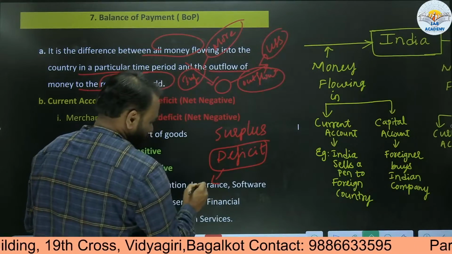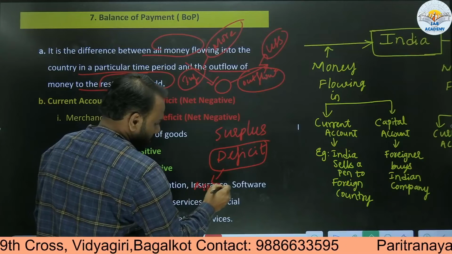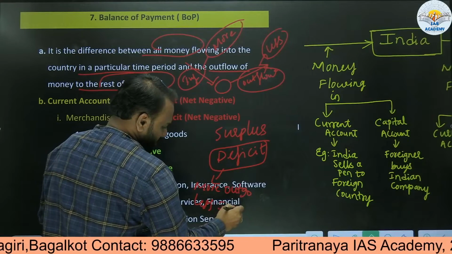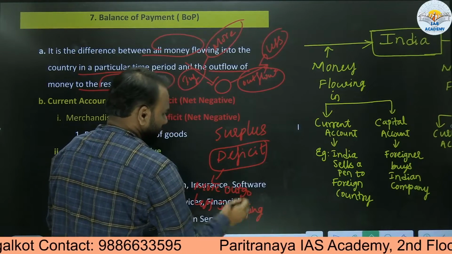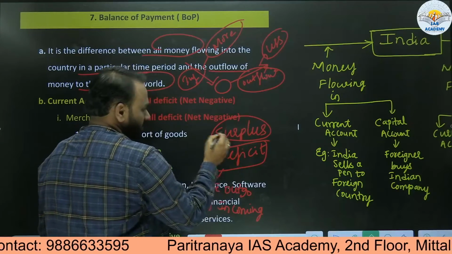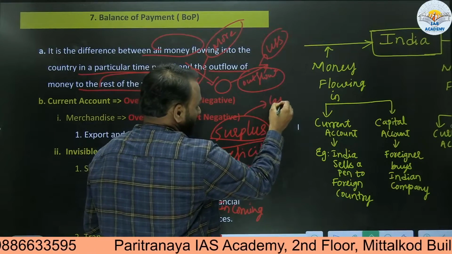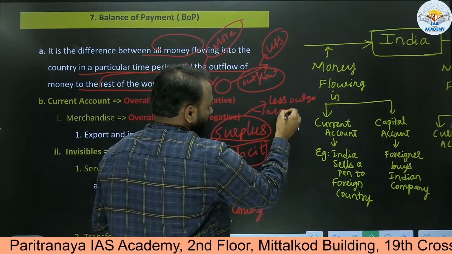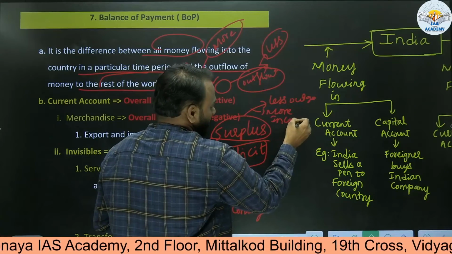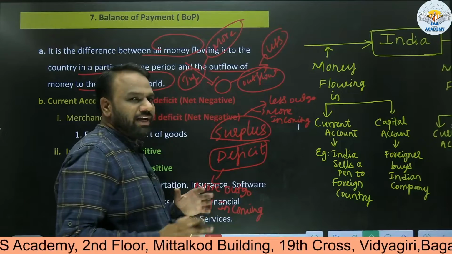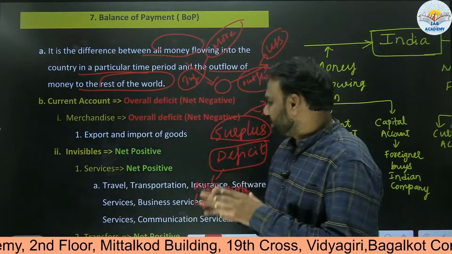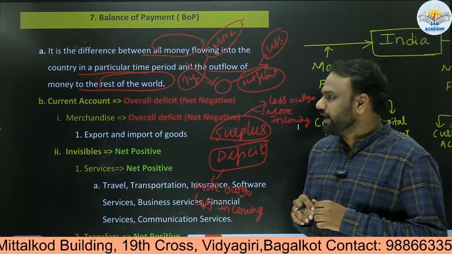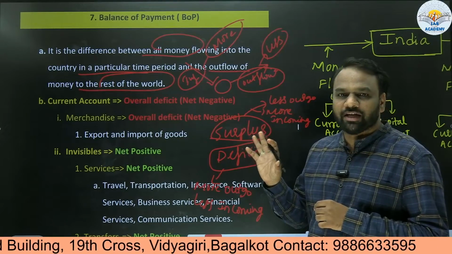So what is this deficit? Deficit is more outgo, less incoming. And what is the surplus? Surplus is less outgo and more incoming. More incoming money. So we are interested to know whether it is surplus or deficit with respect to various different entities. That gives a picture about India's trade balance.